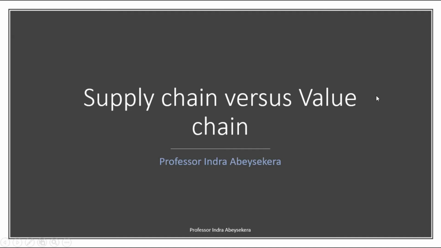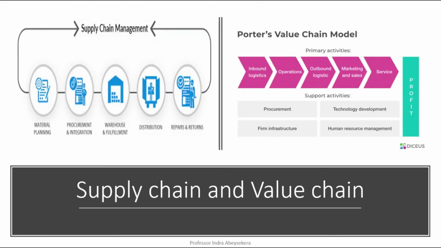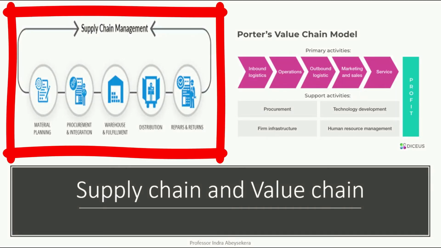What's supply chain and what's value chain? Supply chain starts with material planning, then material procurement, then going to the warehouse, and from the warehouse to the production. Then the product is distributed to the customer, and any repairs and returns are taken care of to satisfy the customer. So it's from material planning to customer satisfaction.